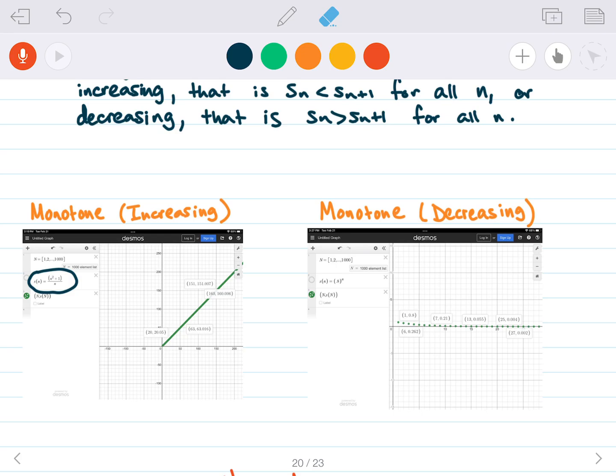In a similar way, this function right here, 0.8 to the n, is always decreasing as n gets bigger. We start at n equals 1, we're at 0.8, and the output is always going to be lower and lower and lower as we increase n. So that's monotone decreasing.